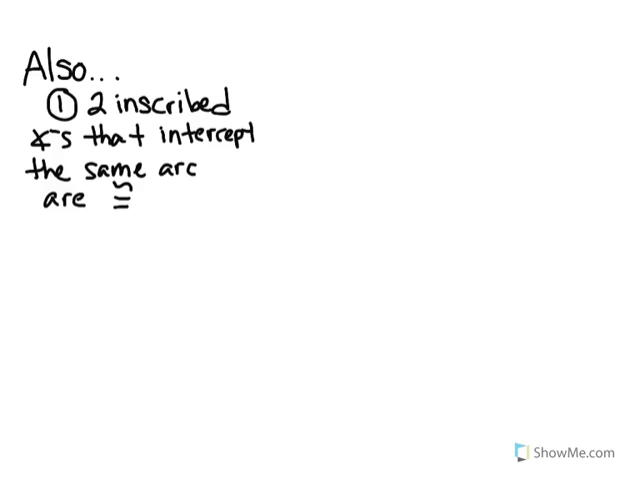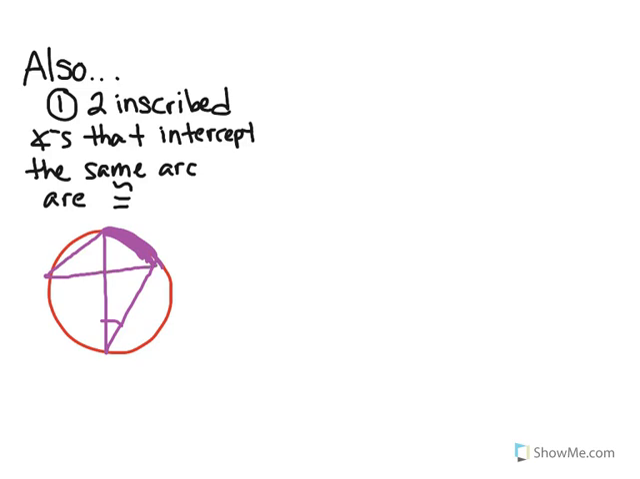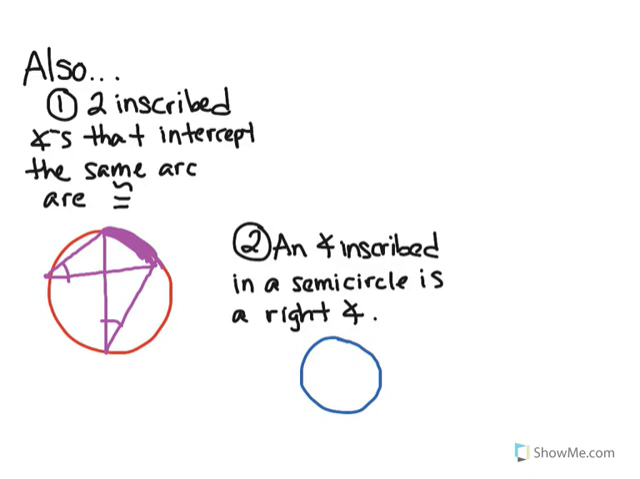And a couple extra pieces of information. Number one, two inscribed angles that intercept the same arc are congruent. So what that means is here's my intercepted arc right here, and this is one inscribed angle. Well, if I have another inscribed angle that also has that arc as its intercepted arc, then those angles are congruent. That's all it's saying.